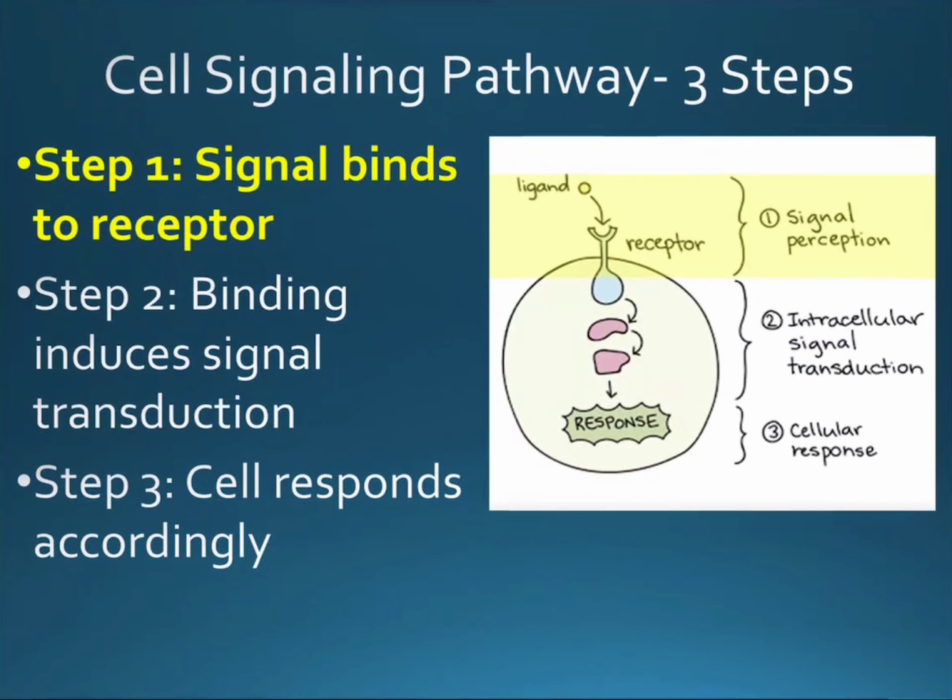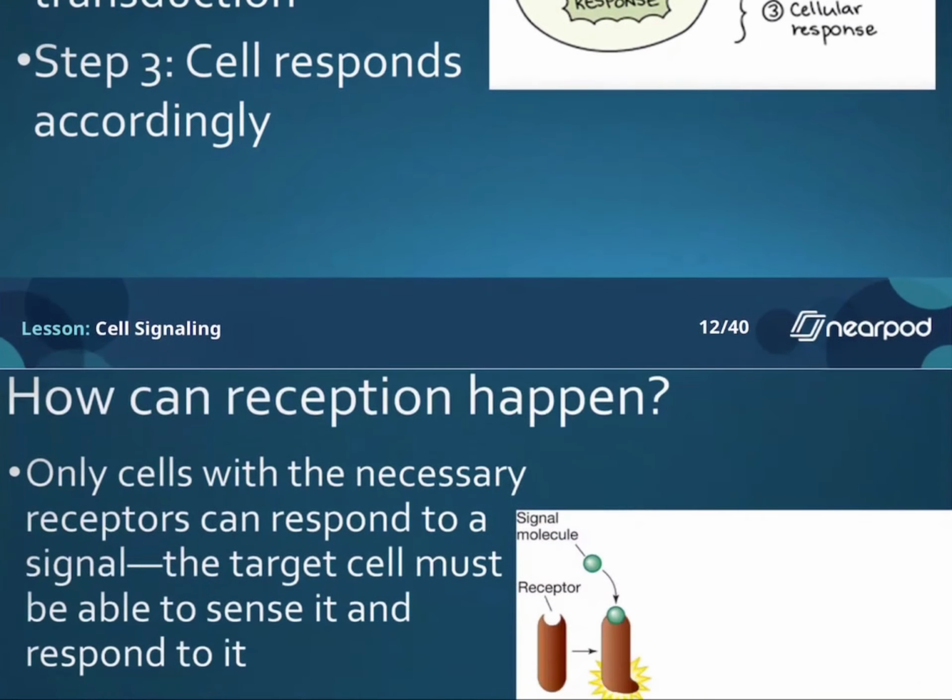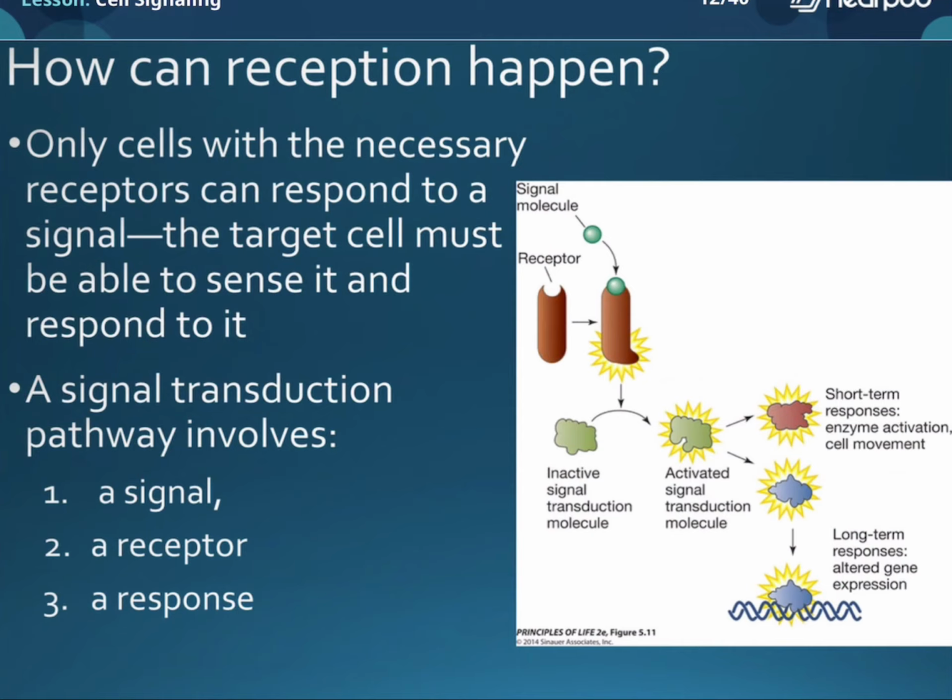So I have those 3 steps. Step 1, the signal binds to the receptor. Step 2, the binding induces the signal transduction. And step 3, the cell responds accordingly. Let's focus on step 1, the signal binds to the receptor. How can reception happen? Only cells with the necessary receptors can respond to a signal. The target cell must be able to sense it and respond to it. A signal transduction pathway involves a signal, a receptor, and a response. The signaling molecule gets picked up by the receptor, and ultimately we get a response. That can be either a short-term response or a long-term response, and we'll talk about those.